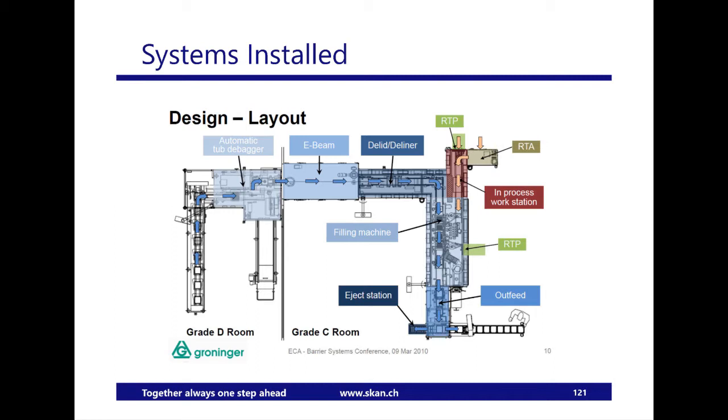Then the deliner goes around the corner to the filling line and goes out. Up here we have a rapid transfer airlock, an RTP, and a bit of an in-process workstation for the microbiological people. It's very handy if they can do something in a filling line without stopping the filling line. So it's good to have such a place, either directly on the line, or you have a material transfer isolator offset where you can do all your preparation work.